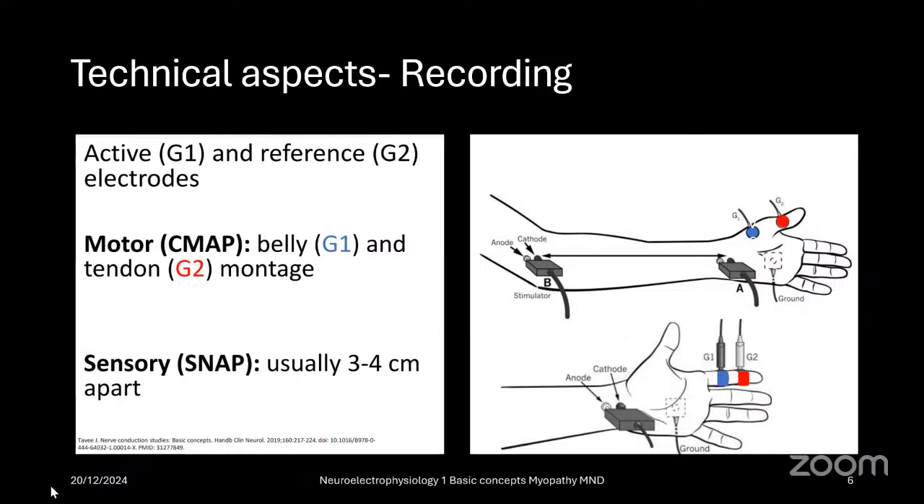You stimulate distally and proximally. There is an anode and a cathode, and you have to measure the distance between cathode to cathode or anode to anode for calculating the conduction velocity, which you are going to see. For the recording of SNAP, you can have a G1 electrode and a G2 electrode, which are shown here, and you can stimulate the sensory nerve and obtain the potential.